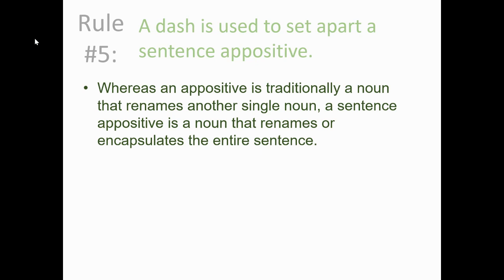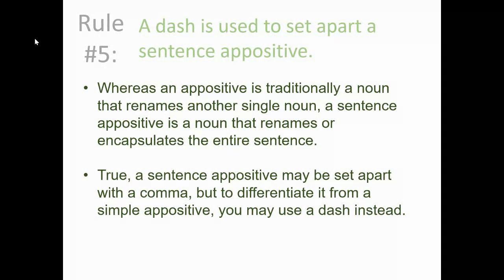Whereas an appositive is traditionally a noun that renames another single noun, we can also have in the English language what we call a sentence appositive, a noun that renames or encapsulates the entire sentence. True, a sentence appositive may be set apart with a comma, as we'll see, but to differentiate it from a regular or a simple appositive, you can actually use the dash instead. Let me show you what I mean.